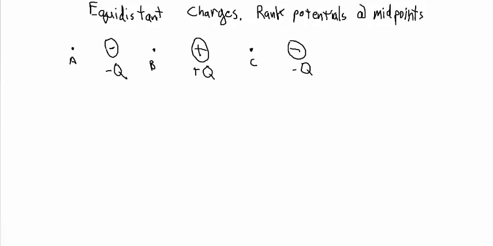Alright, so our example here has us ranking the potentials at the midpoints between these charges. So these points A, B, and C, let's rank them from lowest to highest. I'm guessing our lowest are going to be negative potentials, because there are more negative charges here than positive.